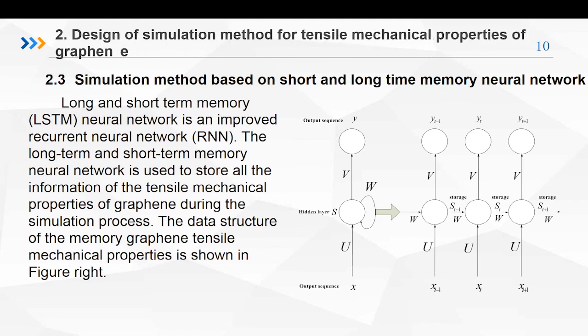Three, simulation method based on short and long-term memory neural network. Long and short-term memory, LSTM, neural network is an improved recurrent neural network, RNN. The long-term and short-term memory neural network is used to store all the information of the tensor mechanical properties of graphene during the simulation process. The data structure of the memory graphene tensor mechanical properties is shown in figure right.